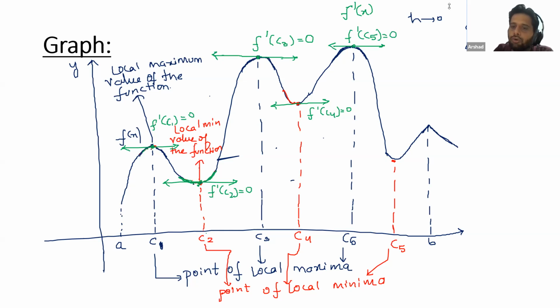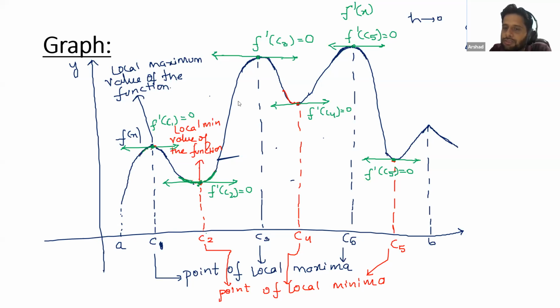So what are all these points? These are the critical points. These are the points where the graph is taking a turn. These points of local maxima or minima are the critical points. Why? Because at these points, the derivative is 0. Why is it 0? Because the tangent is parallel to the x-axis, so its slope will be 0. So always remember that the points of local maxima and local minima are critical points. If you find the derivative at these points, you will get 0.